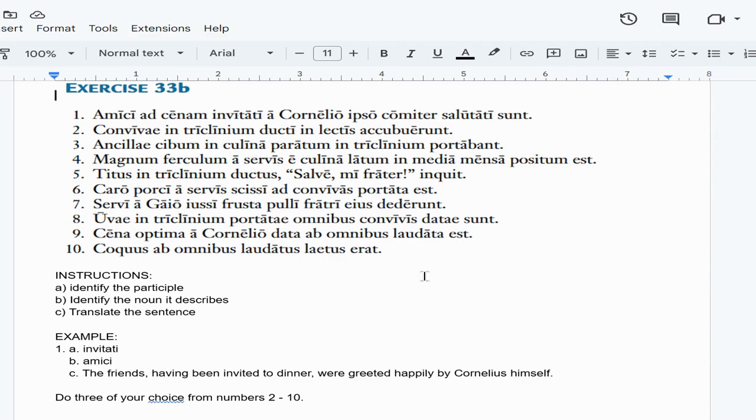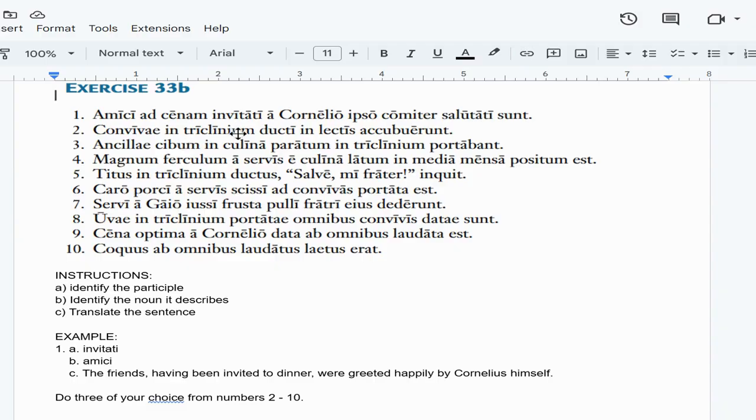So, what are your instructions? I want you to take one of the sentences, and I did number one as an example, and I want you to identify the participle. So, if I'm looking at sentence number one, I'm looking for words. It has to have a first or second declension ending, and a T or an S right before it, and the root of the word has to be a verb.